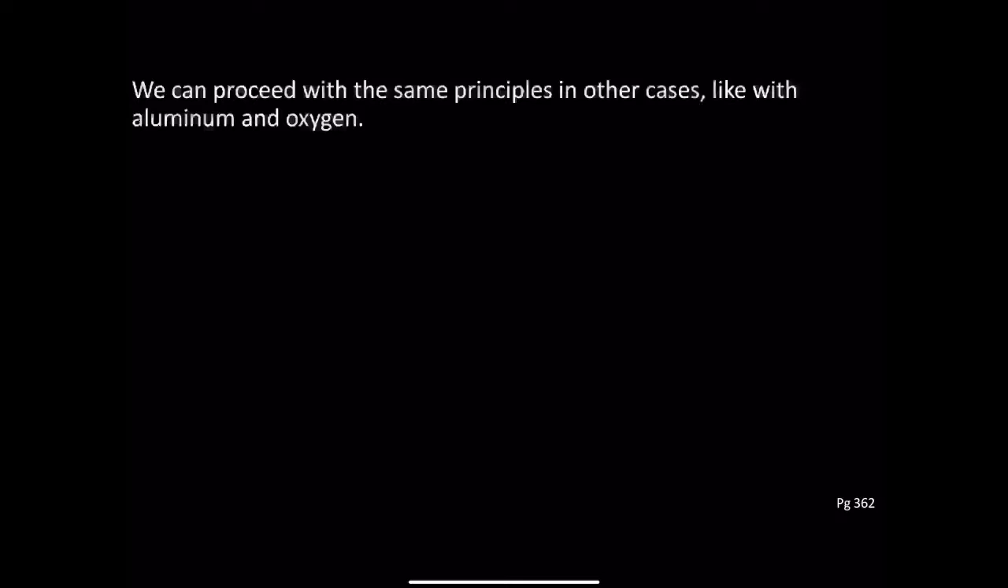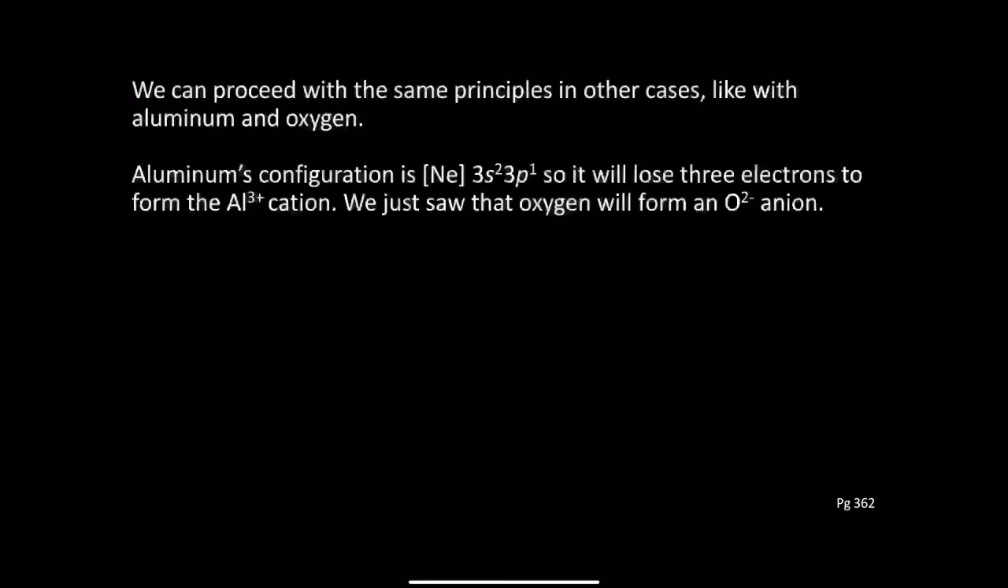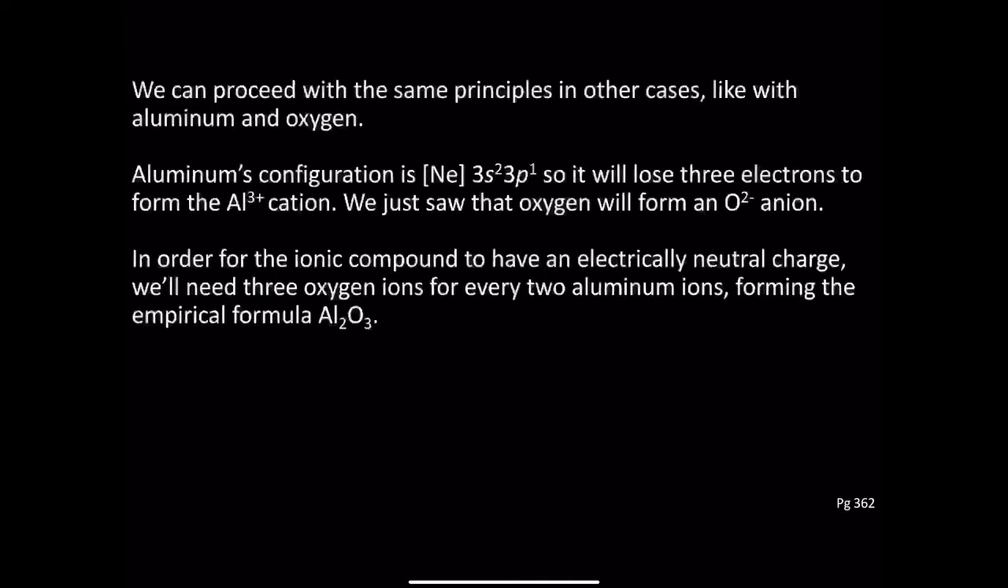For example, aluminum and oxygen, where aluminum's configuration has 3 electrons in its valence shell, so it will lose those to form the aluminum 3+ cation. And we just saw oxygen will form a 2 negative anion. So in order to form the ionic compound, to have an electrically neutral charge, we'll need 3 oxygen ions for every 2 aluminum ions, forming the empirical compound Al2O3. So the -2 we're multiplying by 3, and the +3 we're multiplying by 2, so that we get +6 and -6, and that cancels out.